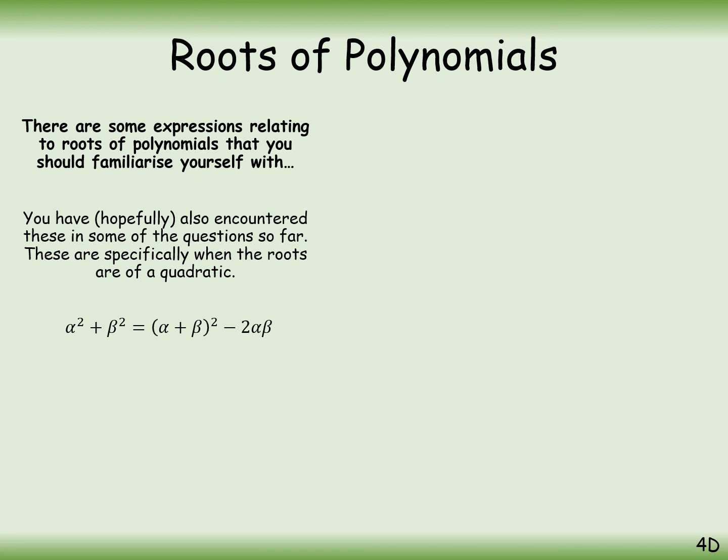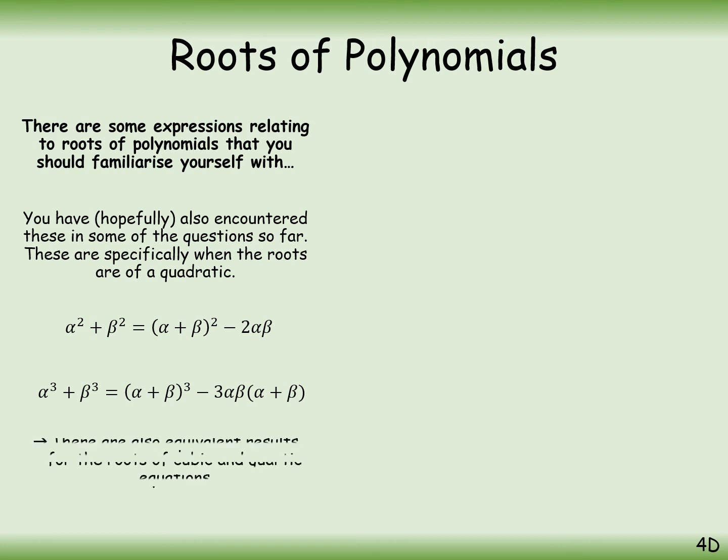So if we have, let's say, alpha squared plus beta squared, then we know that it's alpha plus beta squared minus 2 alpha beta. And for cubic, if we have alpha cubed plus beta cubed, it's alpha plus beta cubed minus 3 lots of alpha beta, and then times the sum, alpha plus beta. There are also equivalent rules for the roots of cubic and quartic equations.